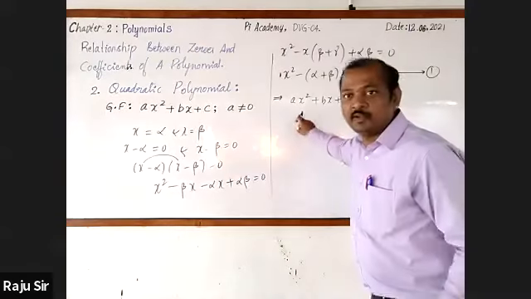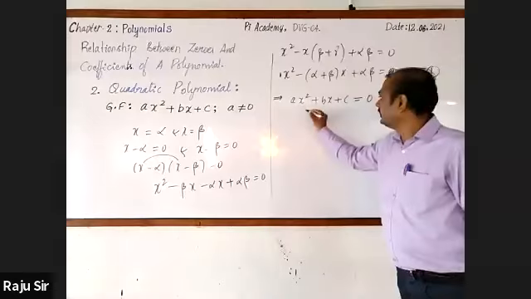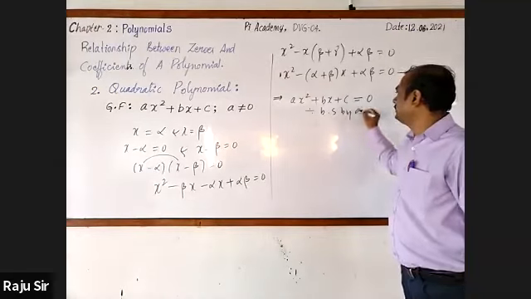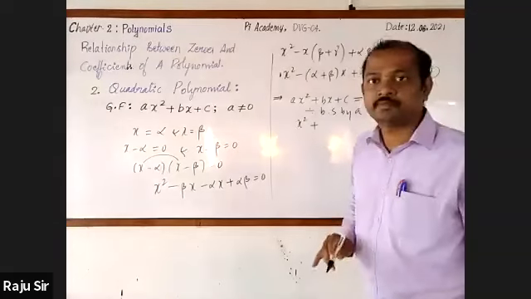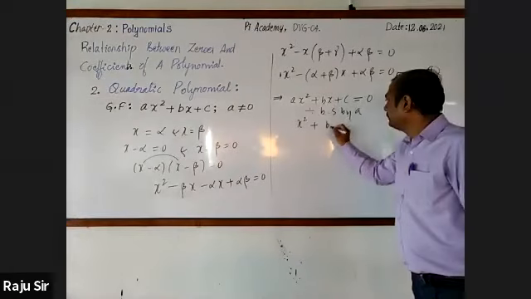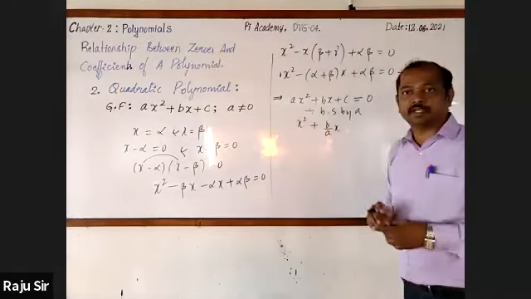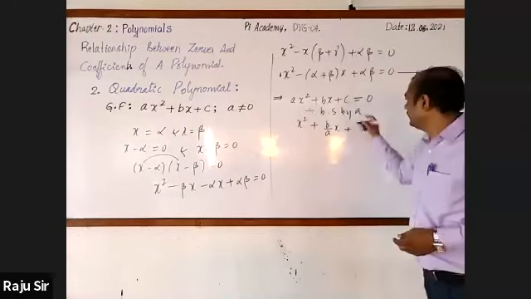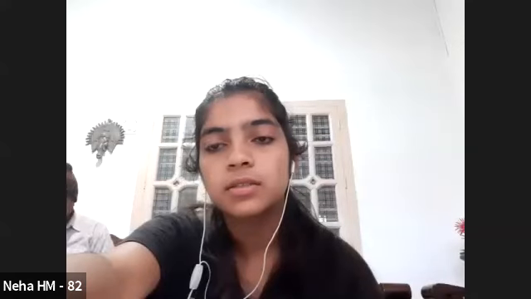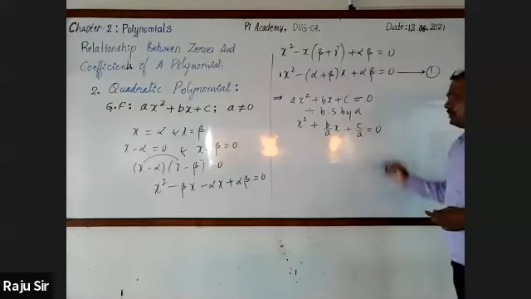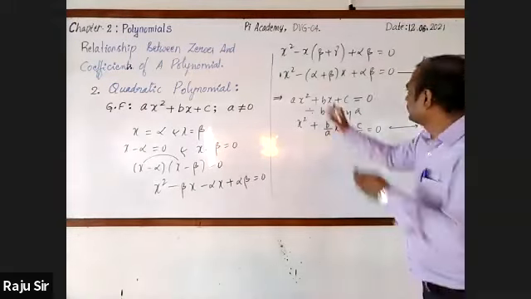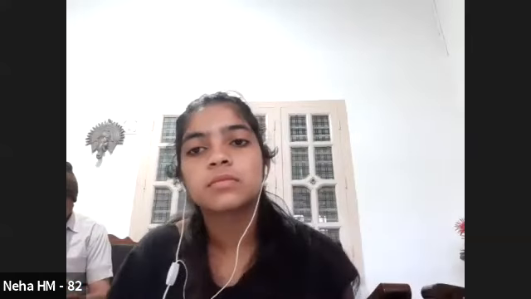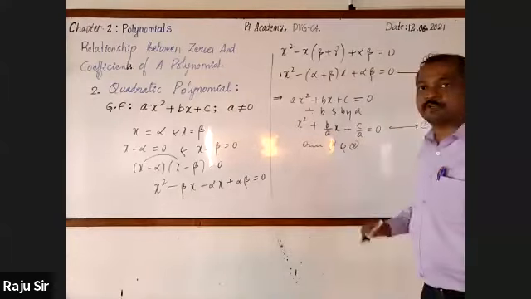What should be done? We have to divide both sides by a. Let me divide both sides by a. Then ax square by a is nothing but x square. Then bx by a is nothing but b by a into x plus c by a. That is equal to 0 by a, which is 0. Let me call it equation 2. Now compare 1 and 2. Observe.